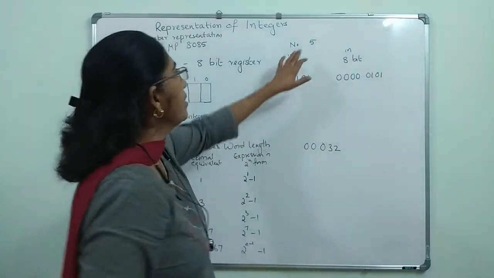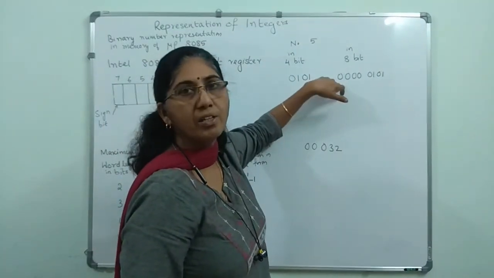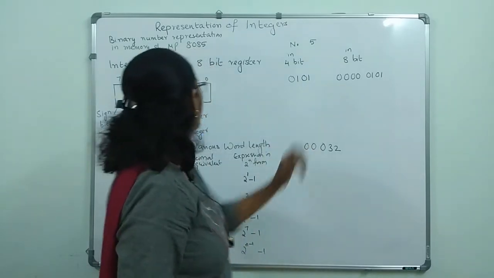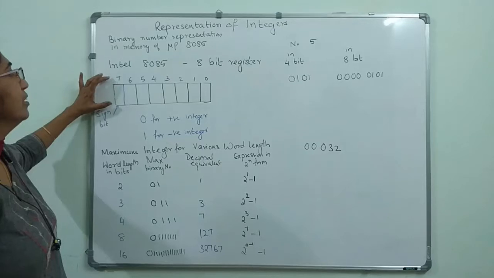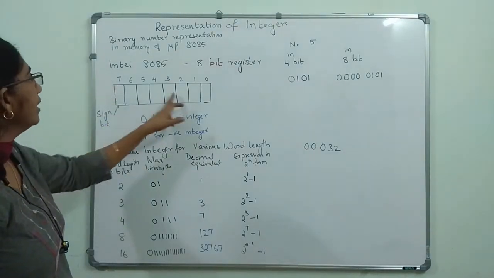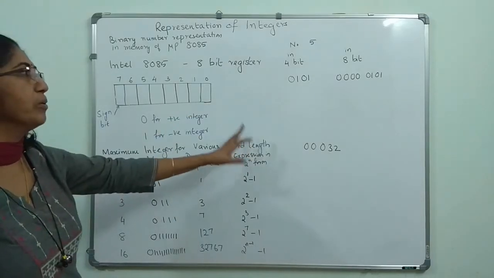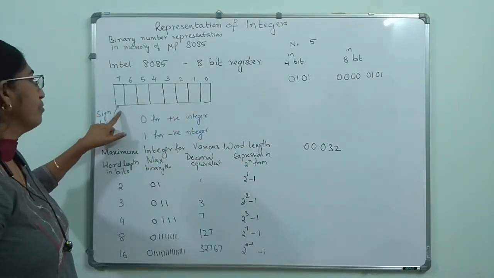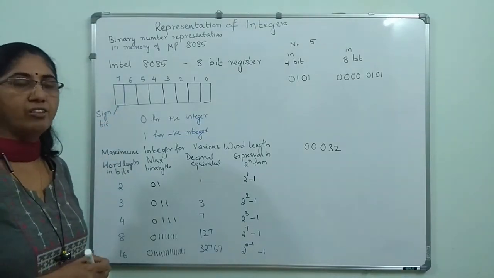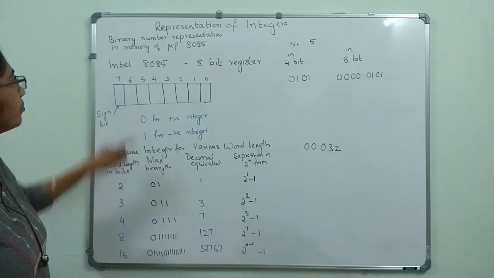You can represent the very same number 5 in 8-bit in this form. All the others you are keeping as 0. So like that we will be assigning the numbers in these registers. So this is an 8-bit register where you can represent the numbers. Whatever number you have, you will be representing in an 8-bit format, out of which the first digit is for the sign to indicate whether it is a positive integer or negative integer.